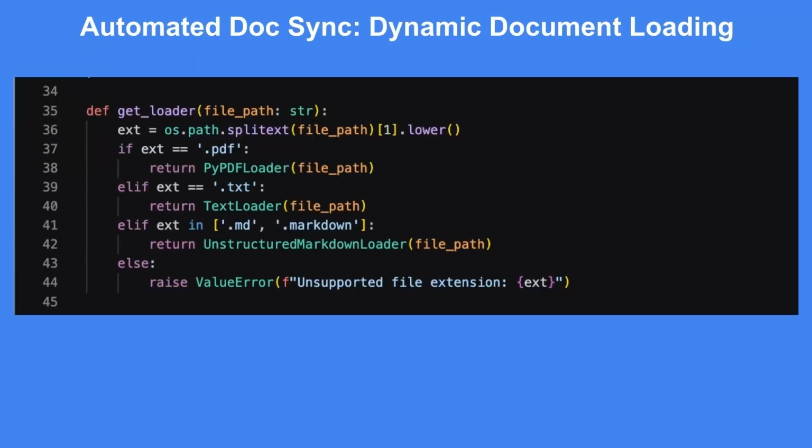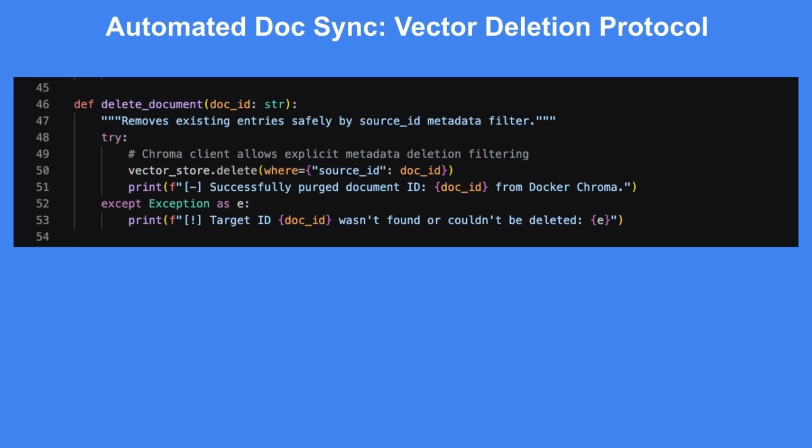Extension routing. Inspects the file extension of target documents. Format parsing. Dynamically assigns the correct LangChain parsing utility, PyPDF loader, text loader, or unstructured markdown loader, to handle different file types natively. Targeted purging uses Chroma's metadata filter where equals source_ID, doc_ID to find and remove all chunks belonging to a specific document ID. Idempotency safeguard prevents orphan text chunks or duplicate data from remaining in the database when files are updated or removed.